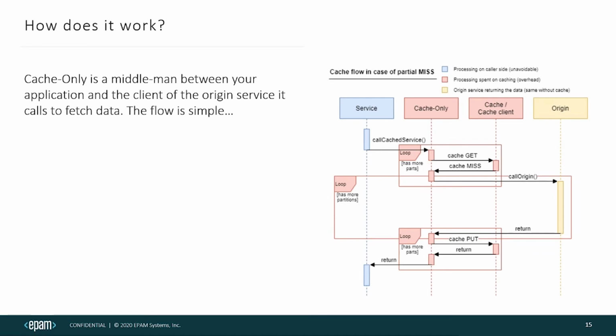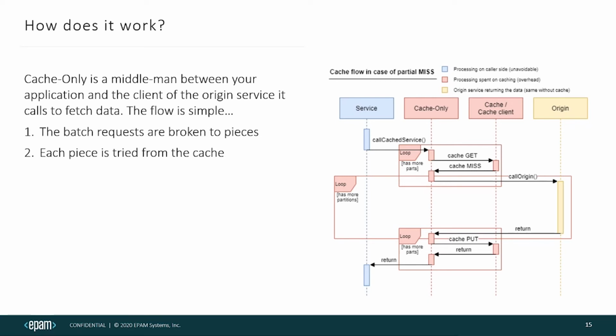So CacheOnly is essentially a middleman, just like caching. And the diagram on the right side is quite telling. It is essentially the same as what we did before, but it has some loops in it. So how does it work? First, we have a batch request with n number of parts. We are breaking that request into pieces, into partial requests. Then each part is checked from the cache in a loop, and if it has the data, then we are happy. If it doesn't, then we are just remembering that something was missed.